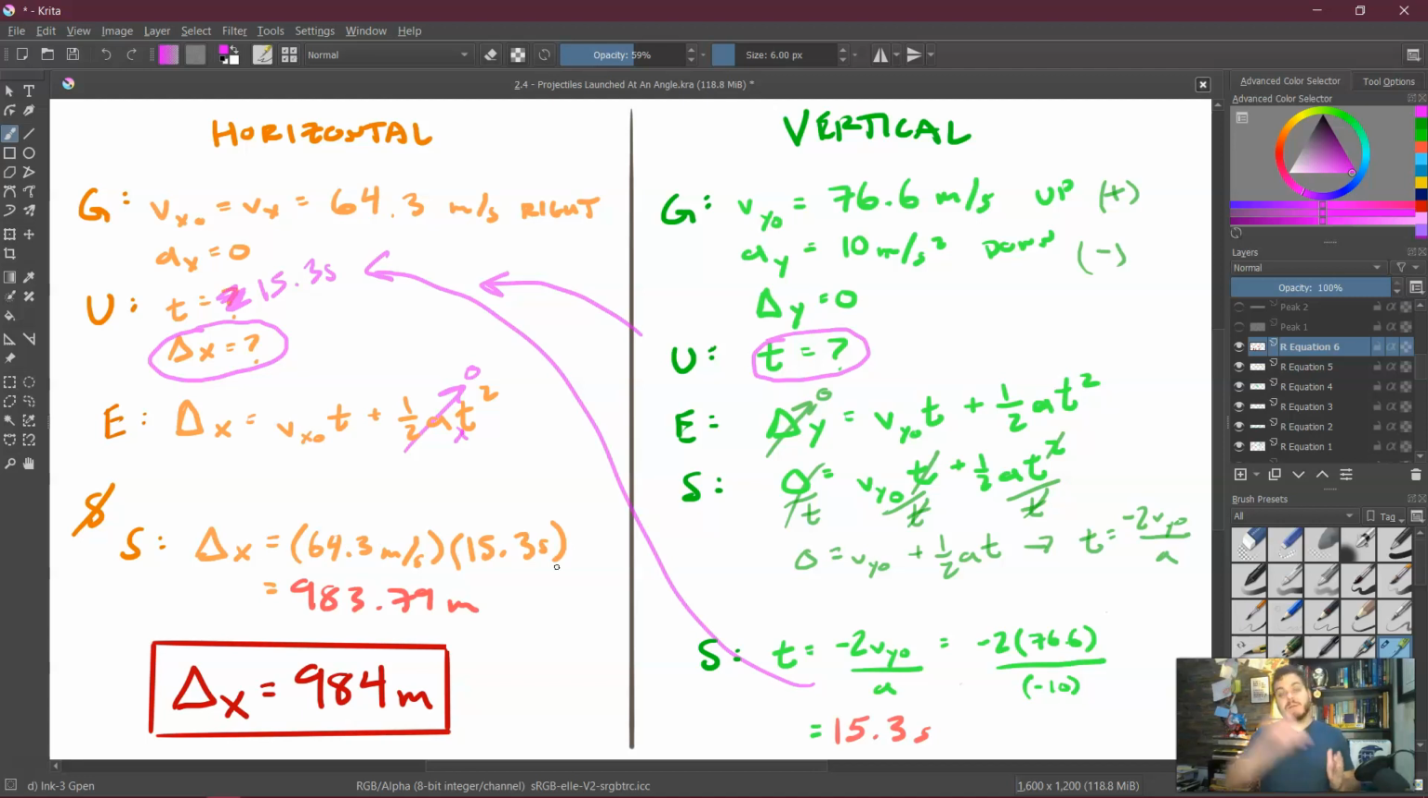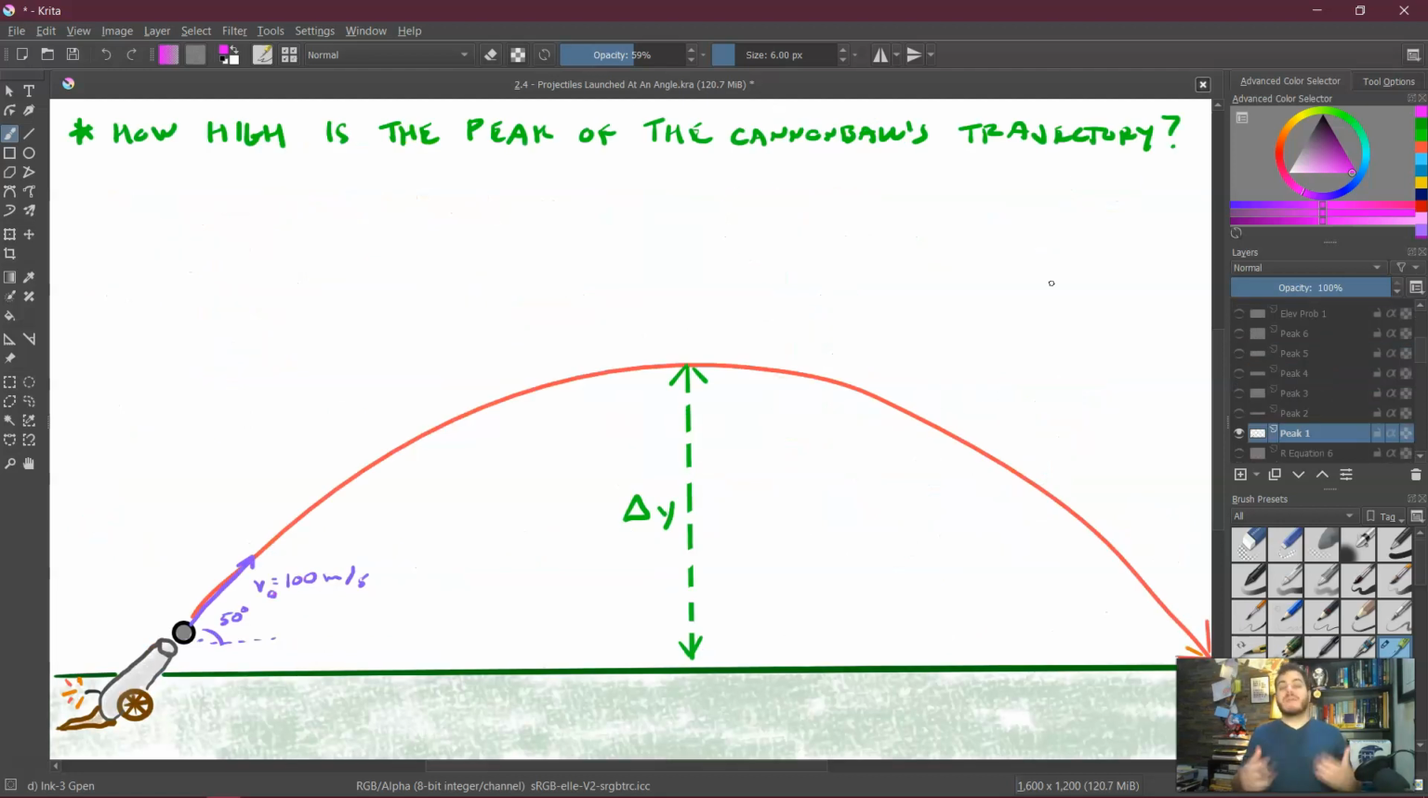So that would be how far the cannonball is going to go. Same process that you've done previously. The only real difference is we now have an initial velocity that we have to account for. So now let's try to answer this second question. How high is the peak of the cannonball's trajectory? In other words, what's the highest that it goes throughout this entire path?